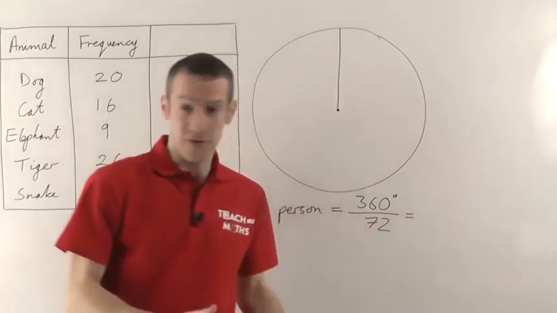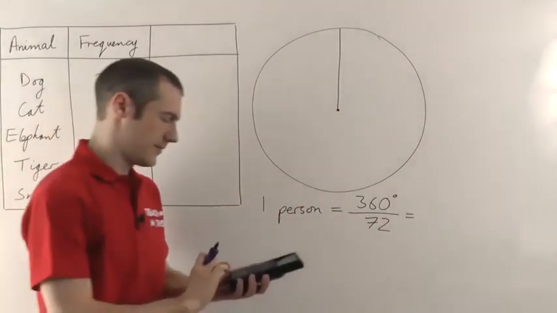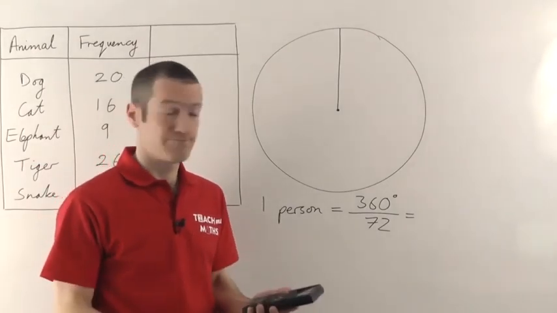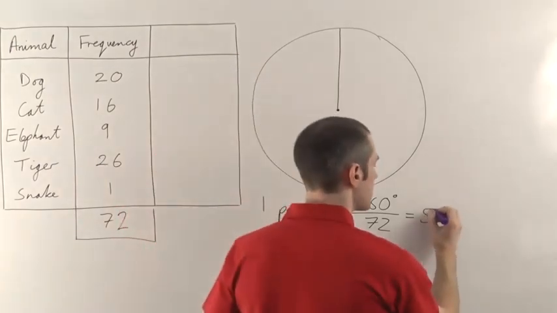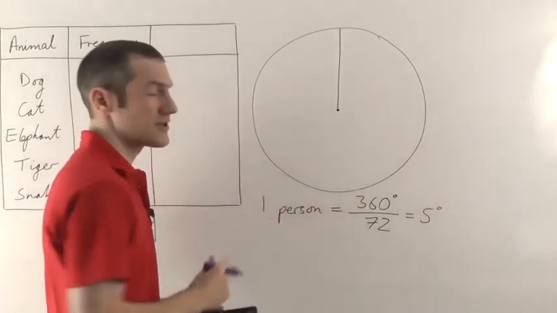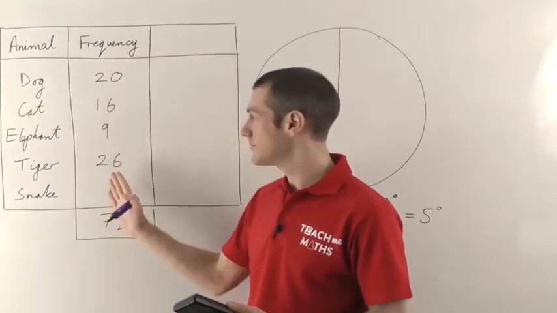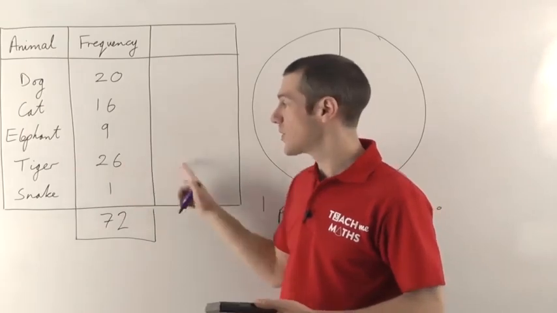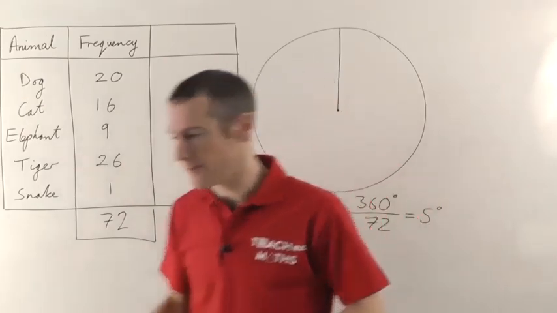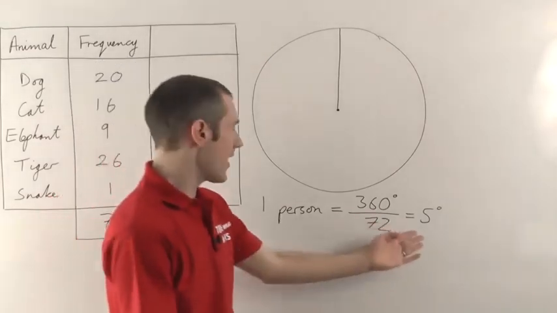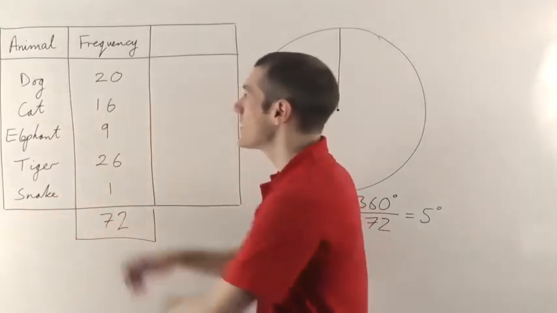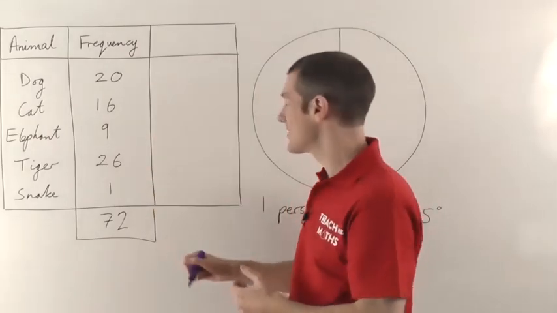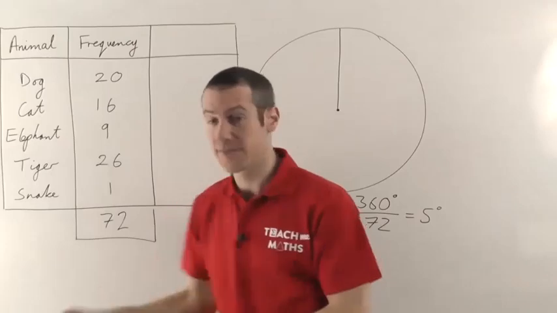At that point you normally reach for your calculator. So 360 divided by 72 gives us 5. So that means you need 5 degrees for each person in the frequency table. So this is 26 people. You need 26 lots of 5 degrees to work out how big the tiger wedge would be. So once you've got that, once you know that each person is 5 degrees, then you go back to your frequency table and you just multiply each of these frequencies by the 5 degrees.